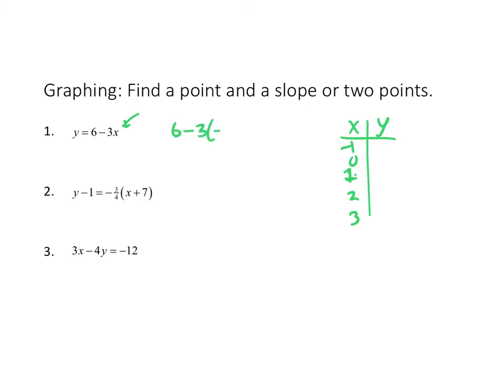So 6... this is kind of annoying. Calculating, no, I'm not going to do it this way. Plugging in points always works, and if you ever get confused, you can always go back to that. But it's just kind of annoying.